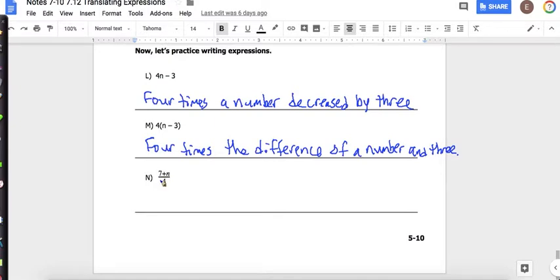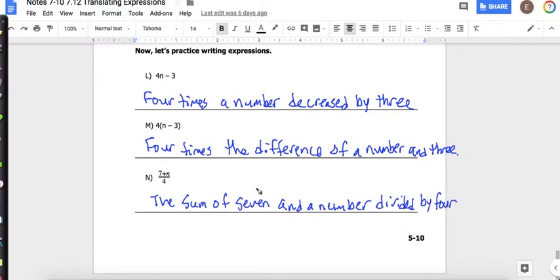Now look at the last one. I've got to find a way to group the addition together, so I'm going to use sum. So I'm going to say the sum of 7 and a number divided by 4. Because I used the word sum, I grouped it together, and then I can divide it by 4. I could also say 7 plus a number, comma, divided by 4. If I used a comma, then that would also group it together.